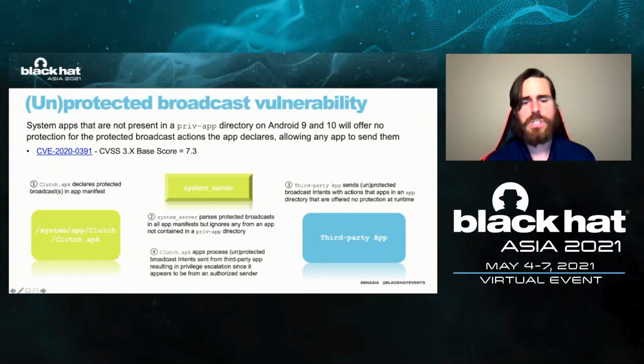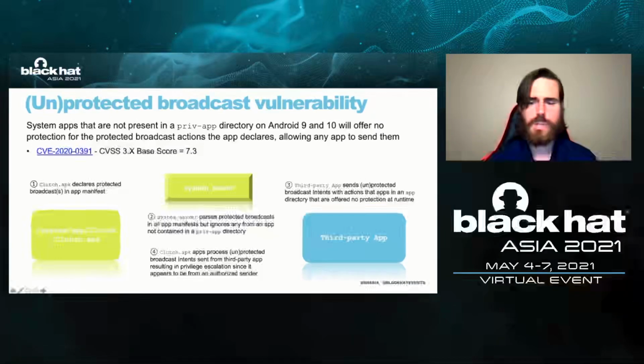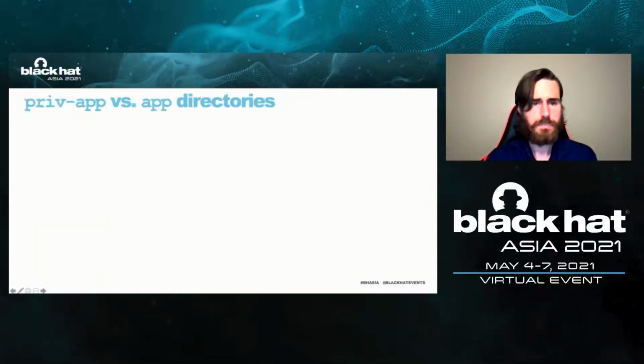So it's able to send broadcast intents with these actions that apps not in a priv app directory declared as protected, but aren't protected at runtime. And this can result in privilege escalation because it can result in the third-party application sending spoofed messages that appear to be from the system but are not. So the receiving system application may trust that it's from an authorized user when it's really from the third-party application.